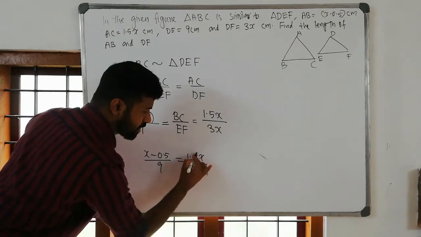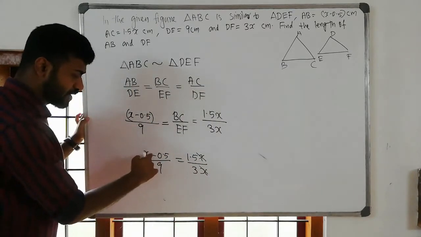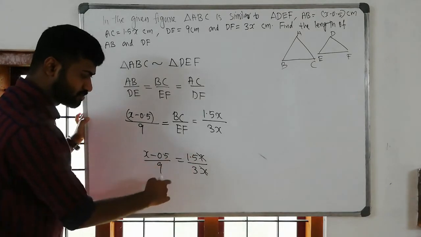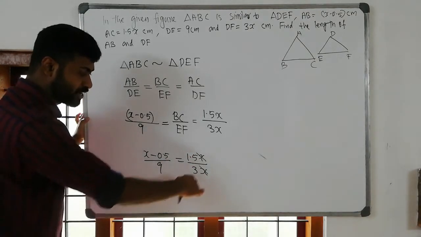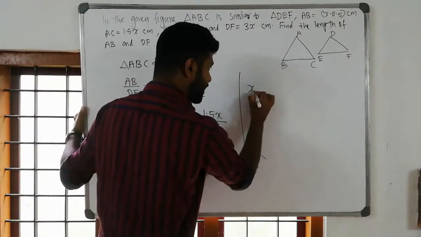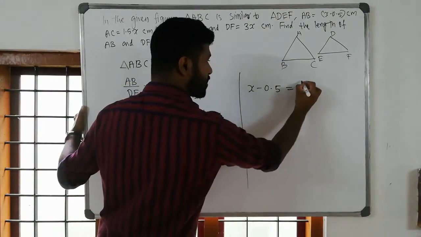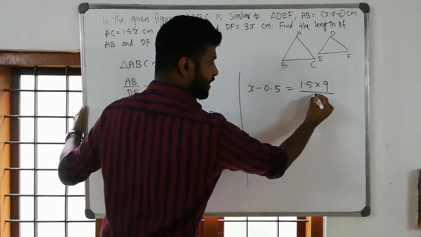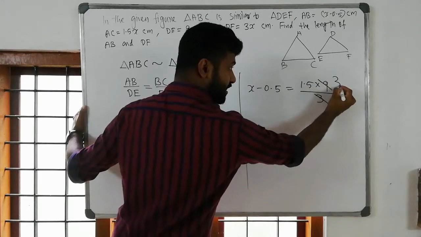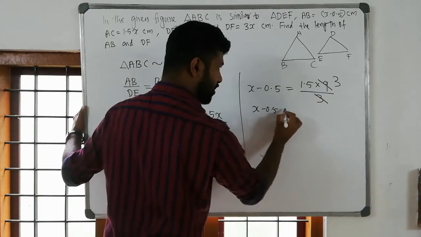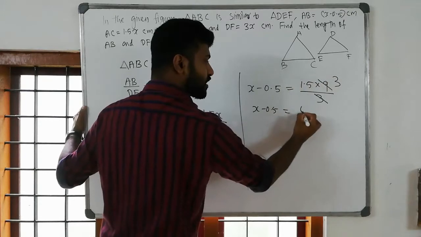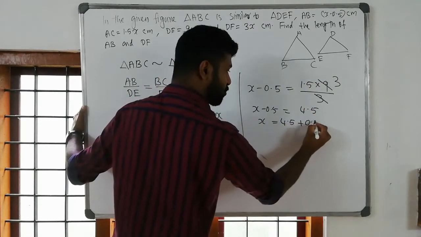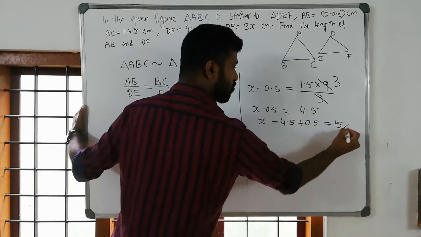Now we can cancel both the x, then we get x minus 0.5 by 9 is equal to 1.5 by 3. Transfer this 9 to the right side, then we get x minus 0.5 is equal to 1.5 into 9 divided by 3. We can cancel 3 and 9, then we get 3. Then x minus 0.5 is equal to 1.5 into 3, that is 4.5, and x is equal to 4.5 plus 0.5, which is equal to 5.